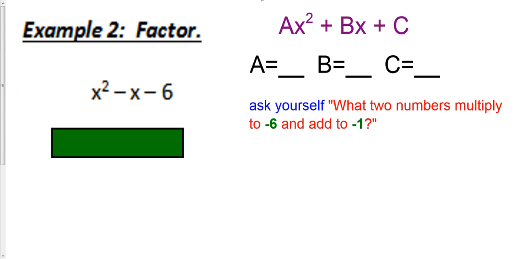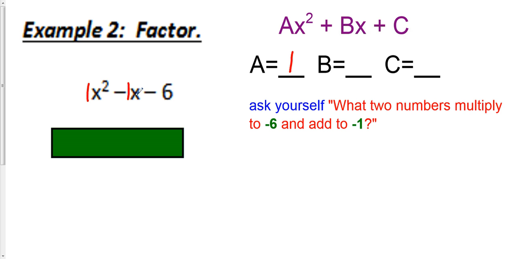Again, we're only concerned with our trinomials that are quadratic, so they have an x squared term like this, and they have to be in this form, ax squared plus bx plus c. So let's look at our trinomial here. What is our a value? So it's what number is out in front of x squared. So this one has a hidden coefficient of 1, so our a is 1.